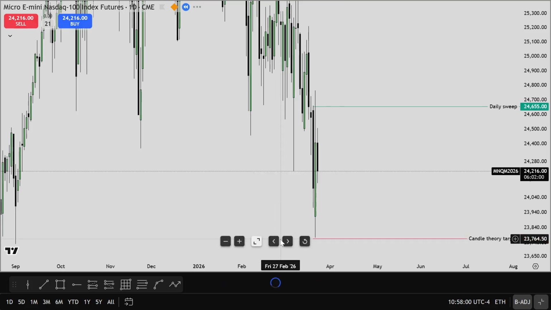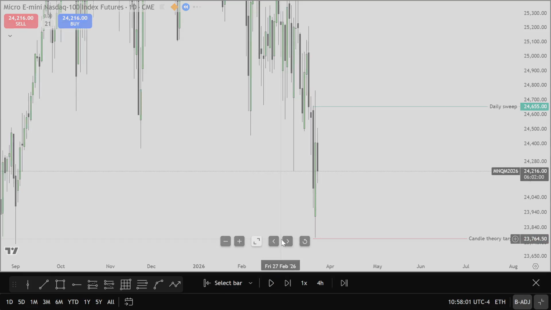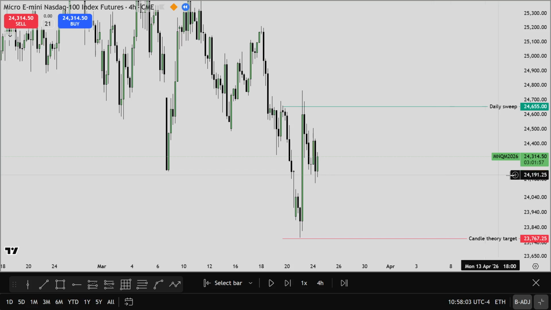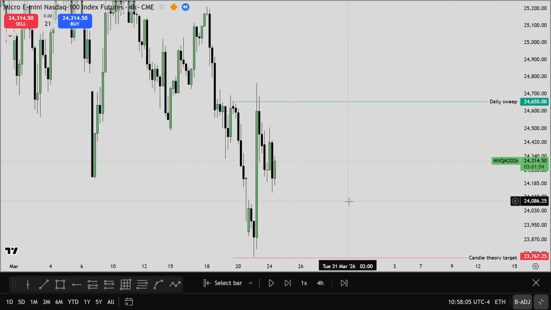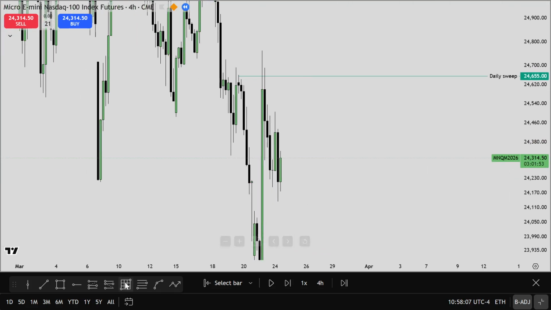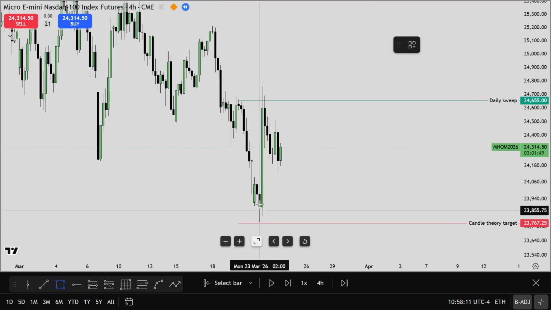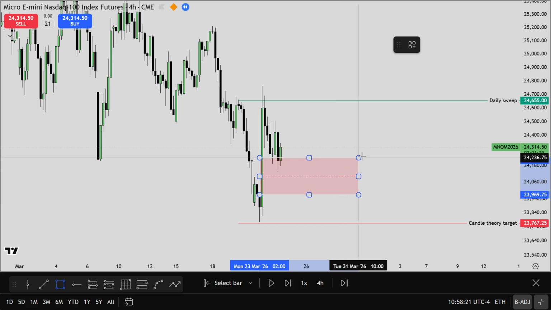So on the 4 hour, I want to see the same thing as well. Okay, we already have this movement going to the upside. Okay, so this was a news. I don't know what happened here yesterday. I thought there was news here or something. Price moved up for about 300 points or something like that.